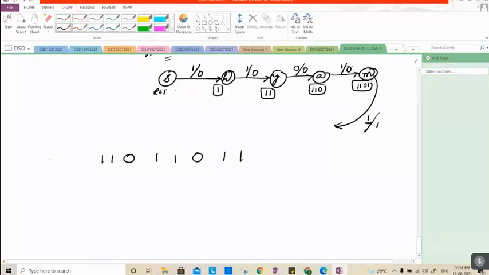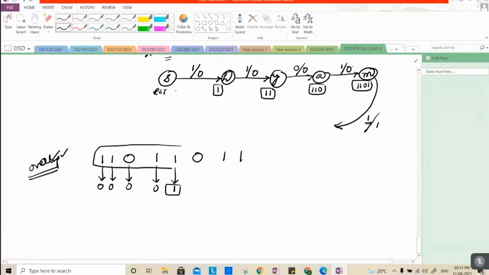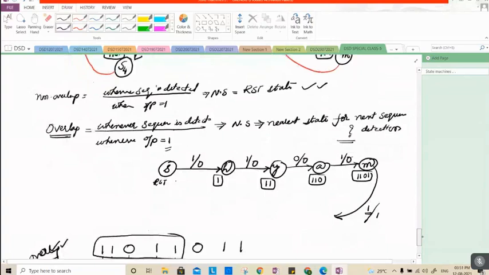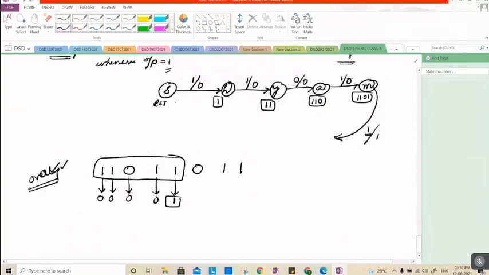See this, when overlapping is allowed, this is my first input, second input, third input, fourth input, fifth input, output is equal to 1. Now whenever the output is equal to 1, or whenever my sequence has been detected, the next state is equal to the nearest state for next sequence detection. It is the state that lets the next sequence be detected quickly, so that the next sequence can come immediately.